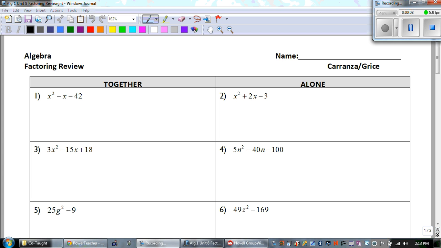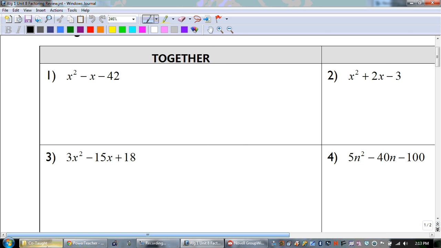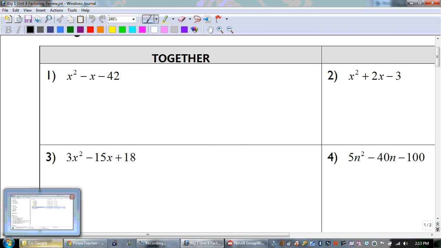Now, guess what side I'm going to do? The left side. That's right, the ones that we do together. So this is just kind of a reminder of how we're supposed to be factoring.